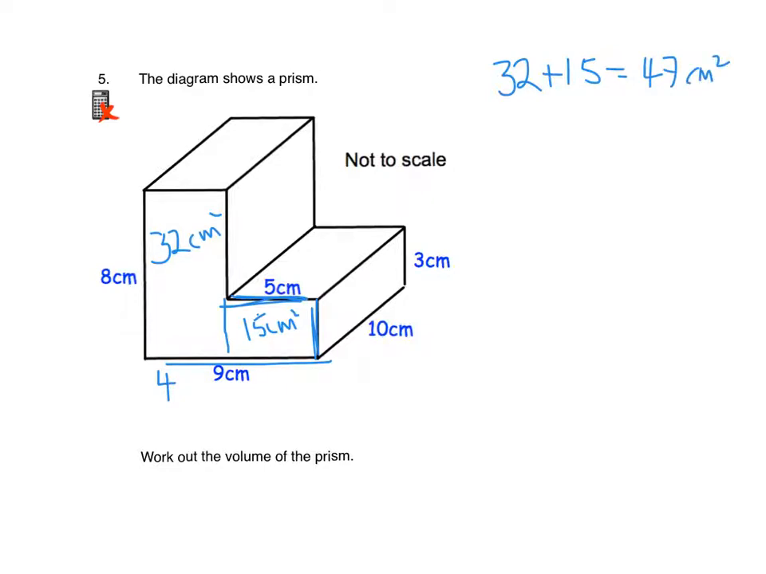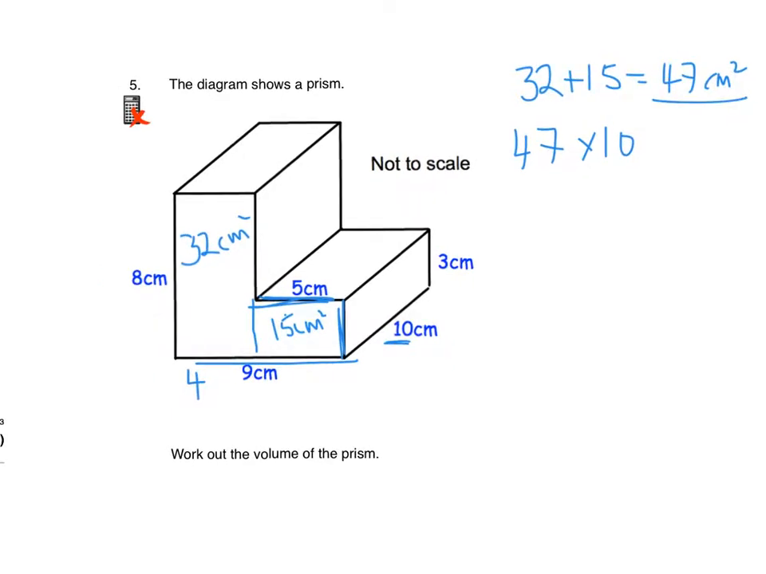and we times that by the length, because that's our cross-sectional area. Okay, 47 times by 10 is the length, which is 470 centimeters squared.